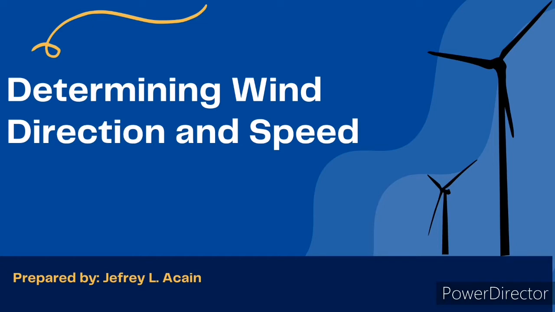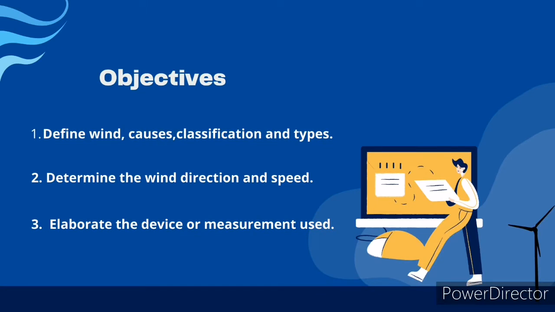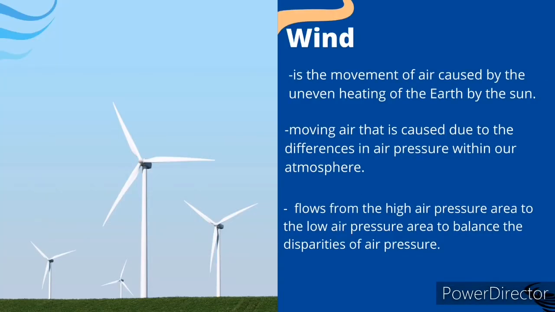Good morning! I am Jeffrey Lacan and today I was assigned to discuss the topic determining wind direction and speed. This topic is composed of the following objectives. First, define wind, causes, classification and types. Second, determine the wind direction and speed. And the third, elaborate the device or measurement used. Before we begin, let's define wind first.